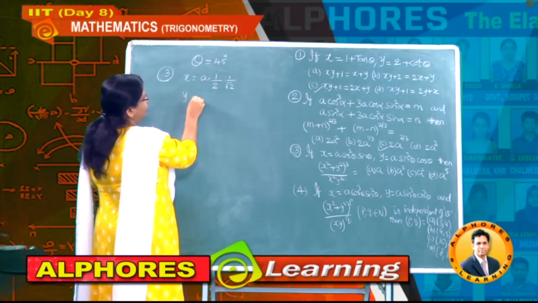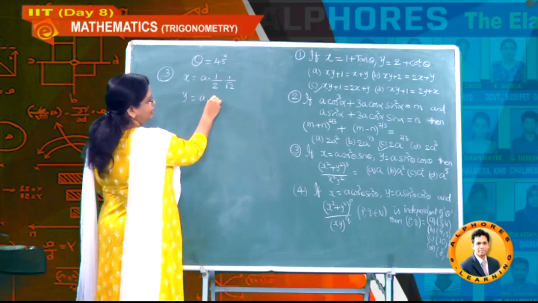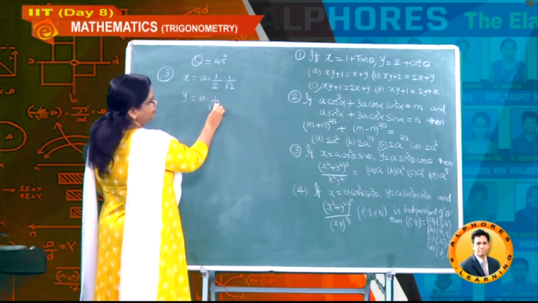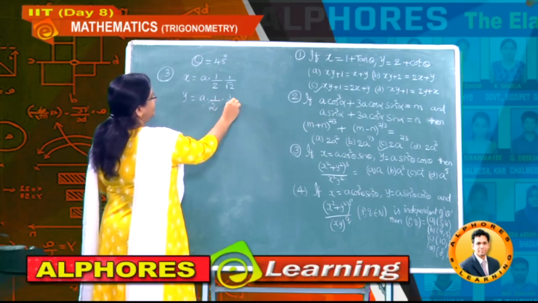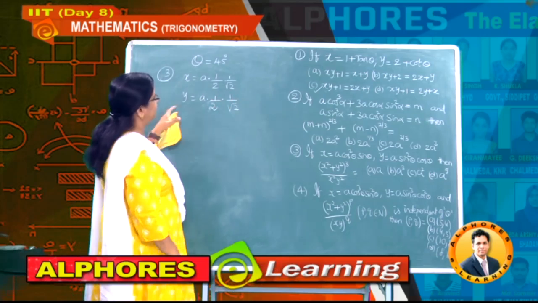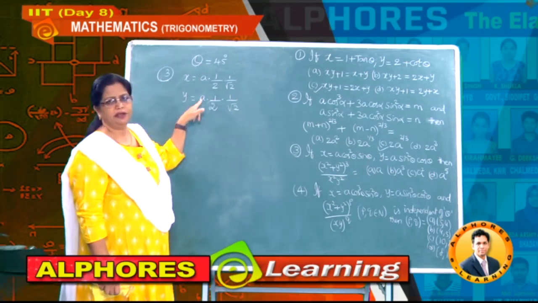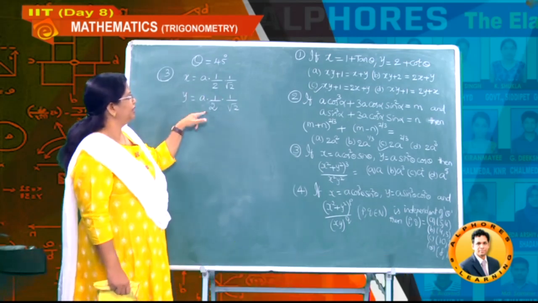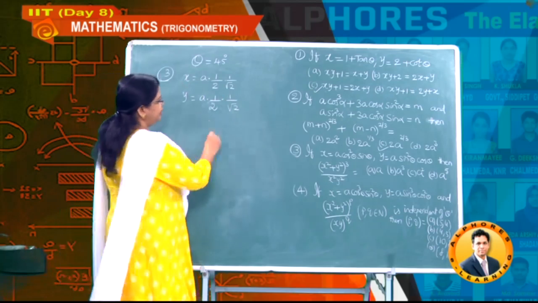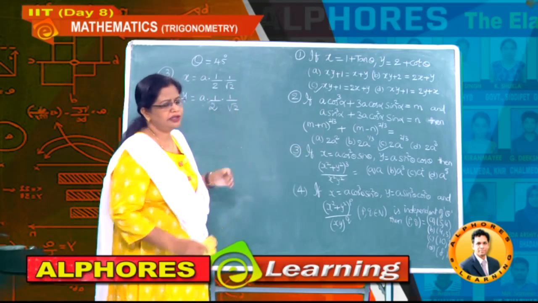And next y equal to, what is the value? a into the same value you will get, understand, because sin and cos have the same values. This is 1 by 2 and next this value is 1 by root 2. So finally what value did you get? x equal to y. Understand, x equal to y, no need of substituting all these also, you just got x equal to y. They did not mention x should not be y, they did not mention anything.